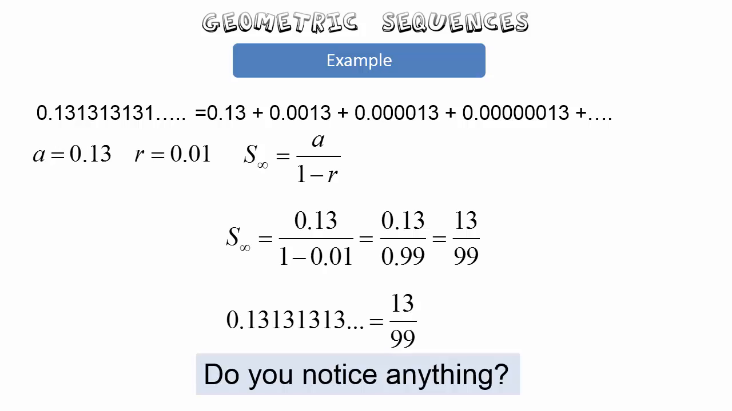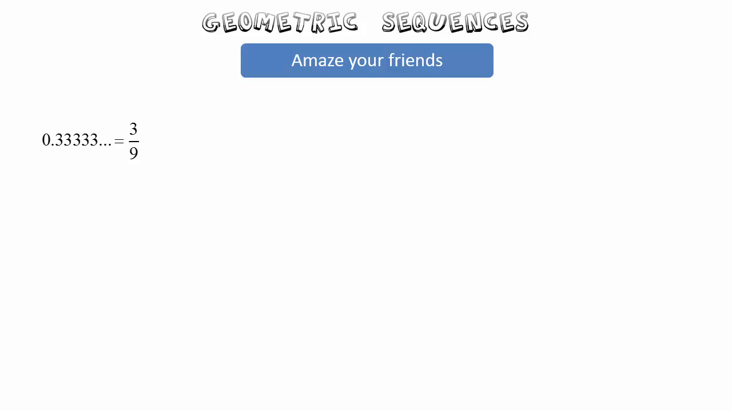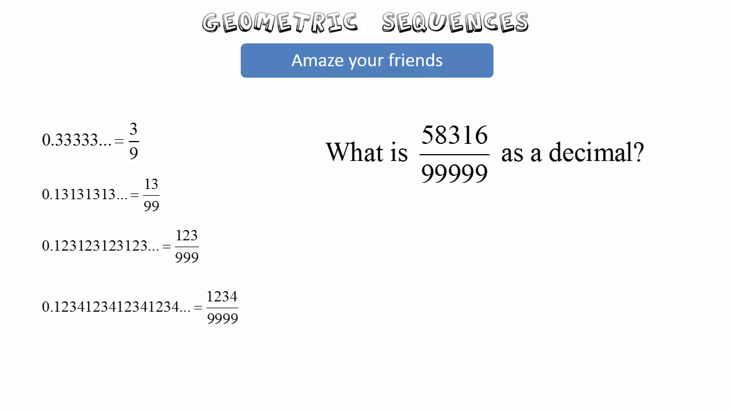Do you notice anything so far about our two answers? The first example that we've done, our answer was 3 over 9. The second example, our answer is 13 over 99. Do you notice what is in the numerator in comparison to what we started with, and what sort of numbers are in the denominator? Here are some that I haven't shown you, but these are the answers. 0.123123 and so on as a fraction is 123 over 999. Here's a longer one. So what's happening?